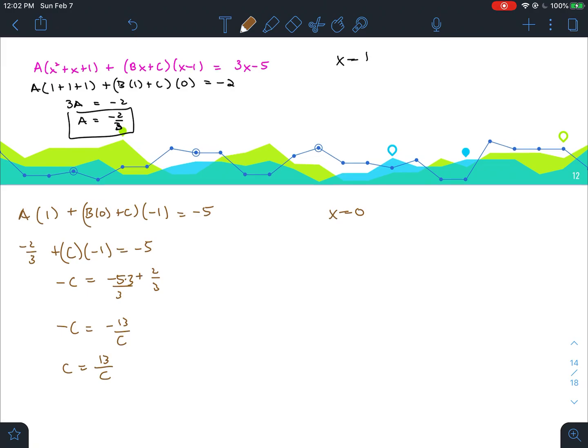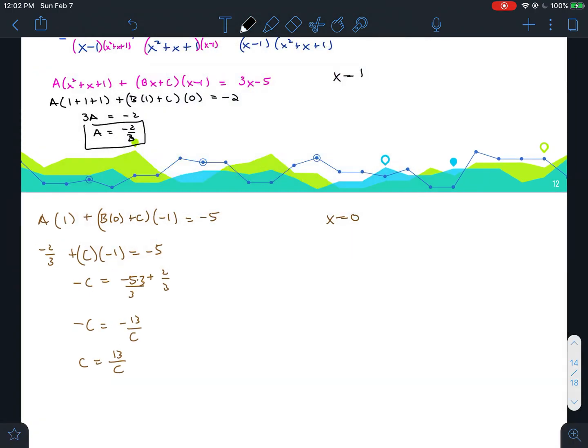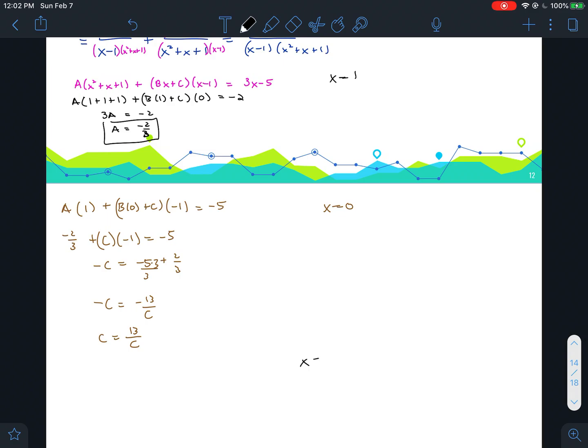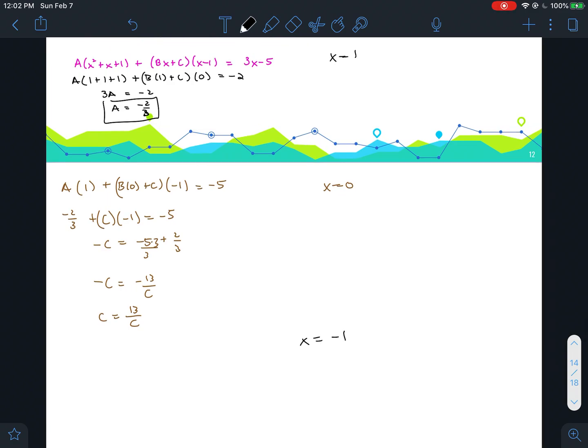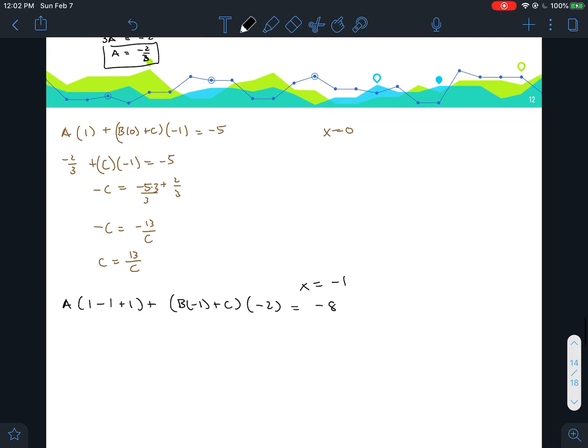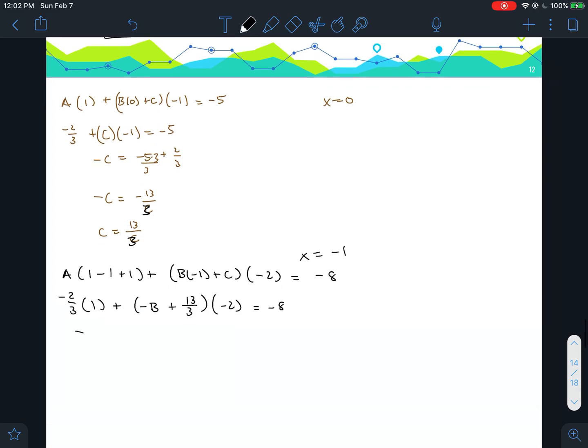So now I have my A and my C, and now we're going to find our B. So let's pick another value. Let's do x equals negative 1. So we have A times 1 minus 1 plus 1, plus B times negative 1, plus C times negative 2, equals negative 8. Well, we know our A is negative 2/3, times 1, plus negative B, plus C, which would be 13/3, times negative 2 equals negative 8.